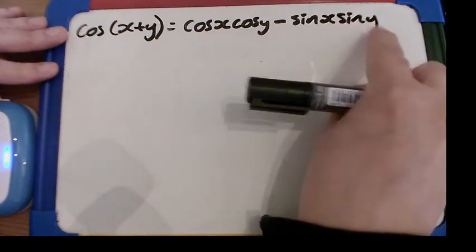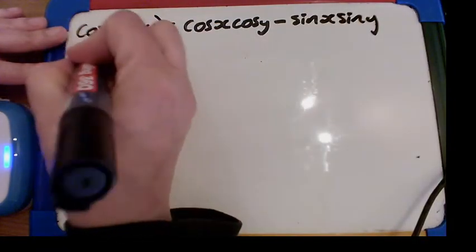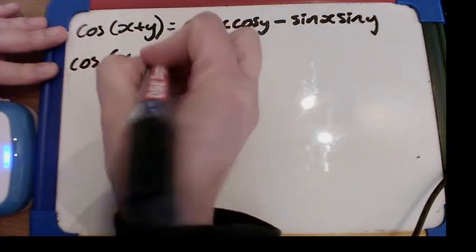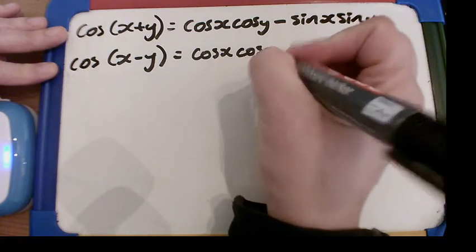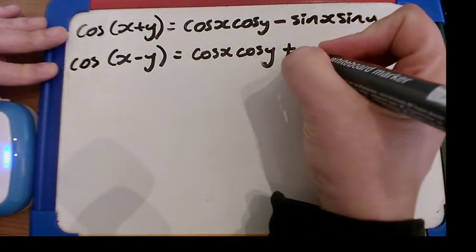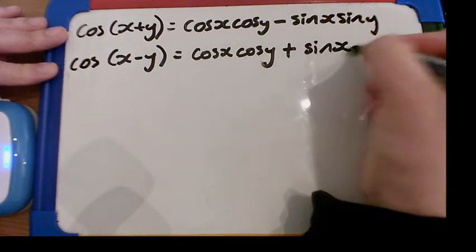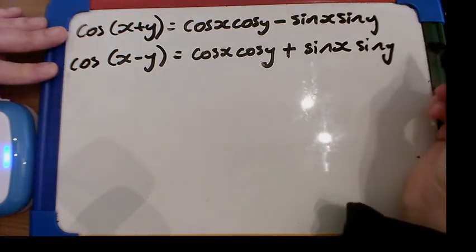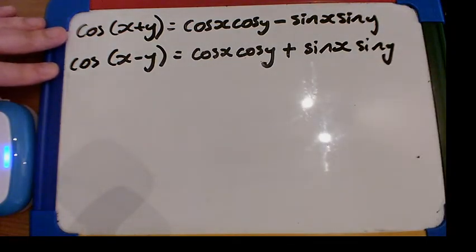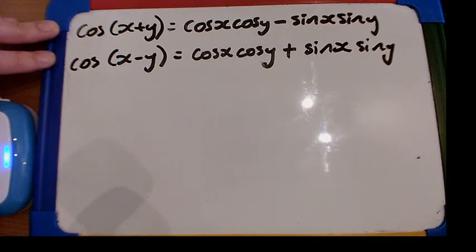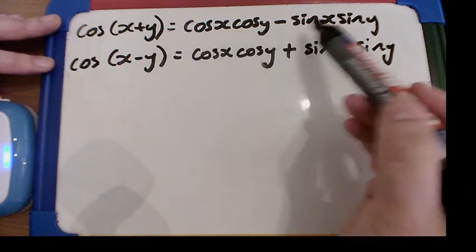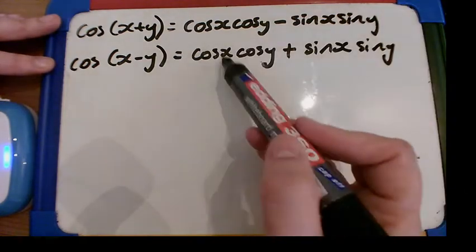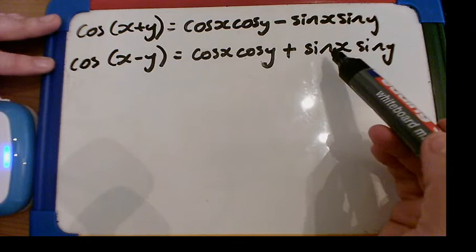Cos, cos, sine, sine. So what would cos of x minus y look like? Hopefully you can figure out that it would be cos x cos y, as before, but this time I've got a plus sine x sine y. This is going to be very important when we look at how to solve the r theta formulae, which we will do in another video. That's going to be next week's work. So cos x cos y minus sine x sine y, or cos x cos y plus sine x sine y.